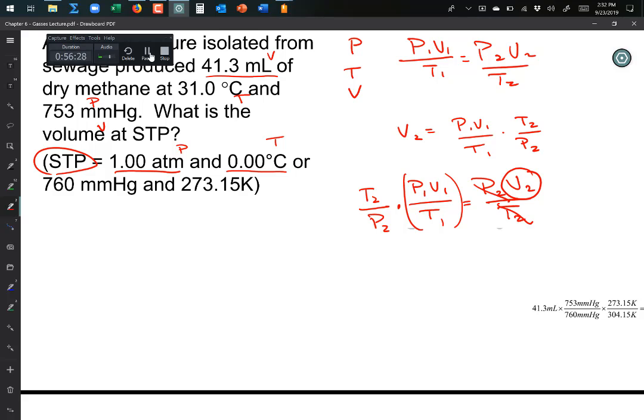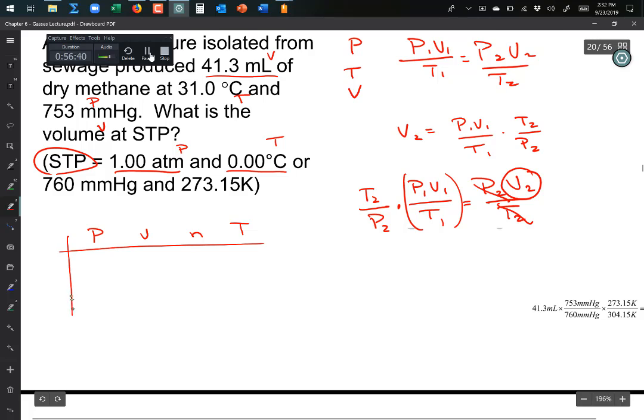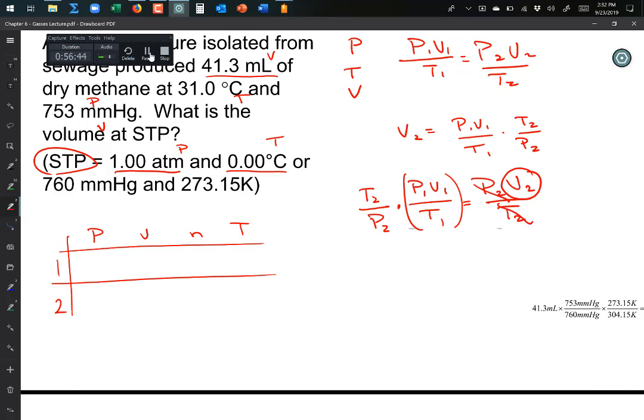Okay, so now what I have to do is identify all my variables. And what I'm going to tell you to do is this: write out P, V, N, and T. Those are all the possible variables. And we're going to go 1 and 2. If you look at the gas law equation, that's every variable that you can have. And then fill out the table.